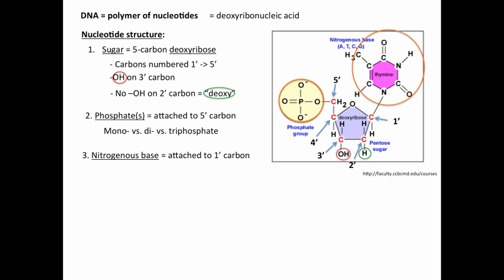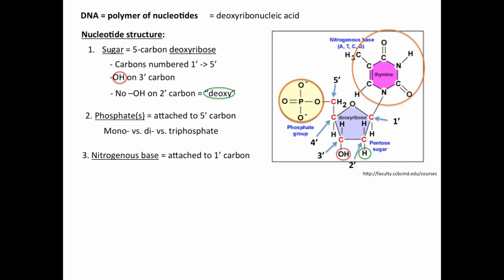The third part of a nucleotide is the nitrogenous base. This is a single or double ring structure that contains a carbon and nitrogen backbone and is always attached to the 1' carbon of the deoxyribose sugar.